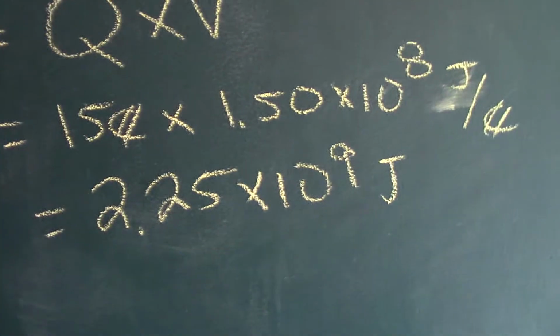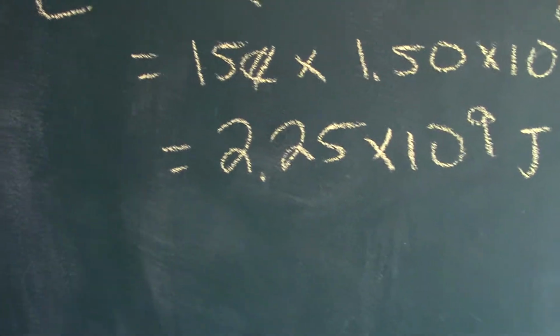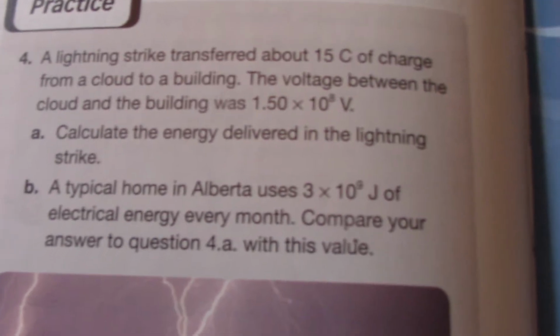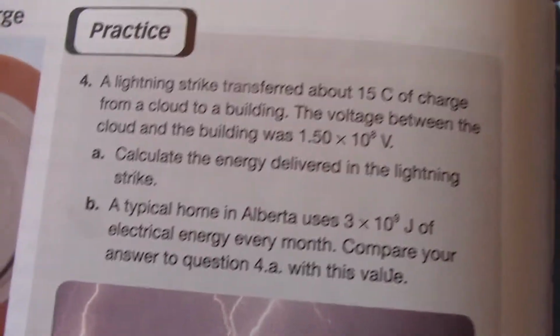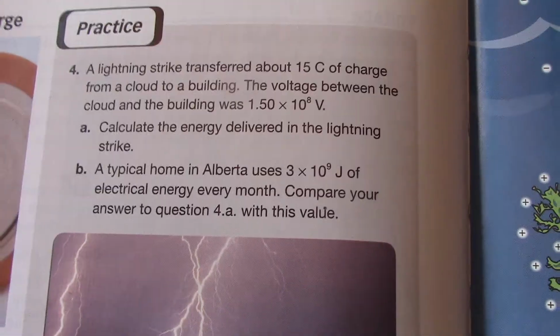So that's in one lightning strike. The average Alberta household uses 3.0 times 10 to the 9th joules of electricity every month. So if you compare, it's close, right? A single lightning strike is reasonably close to the same amount of energy that you would use in your home for a month.